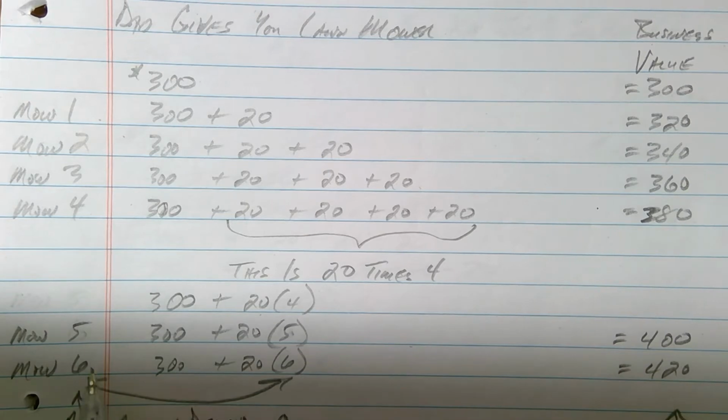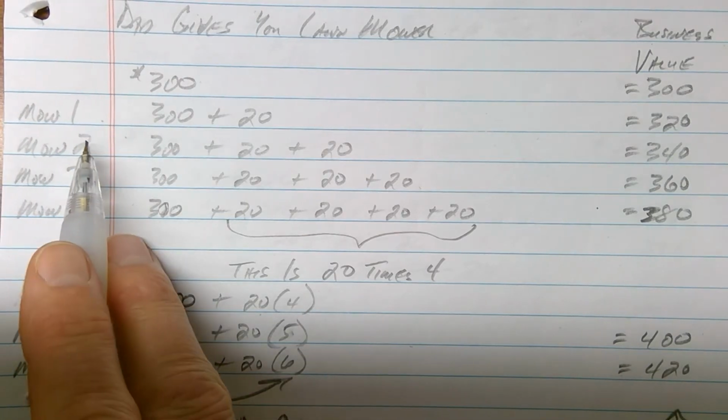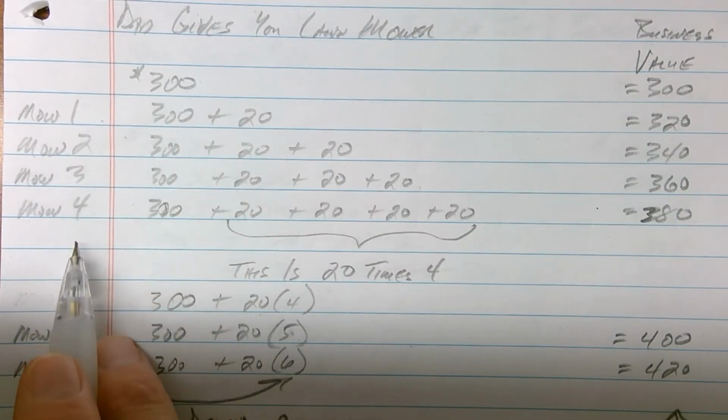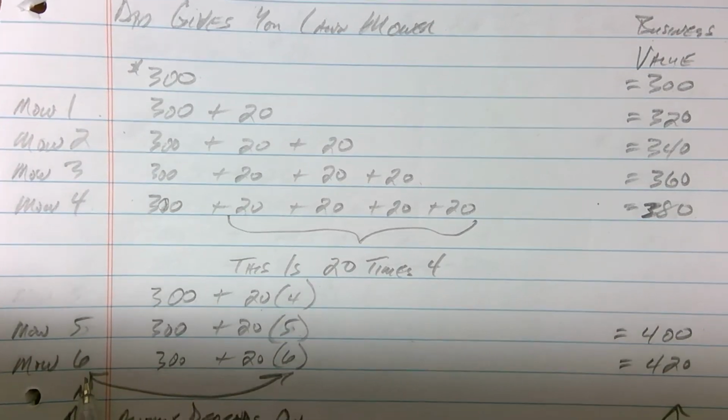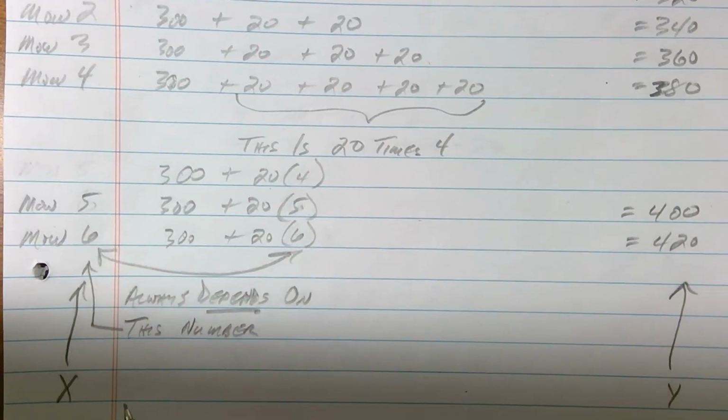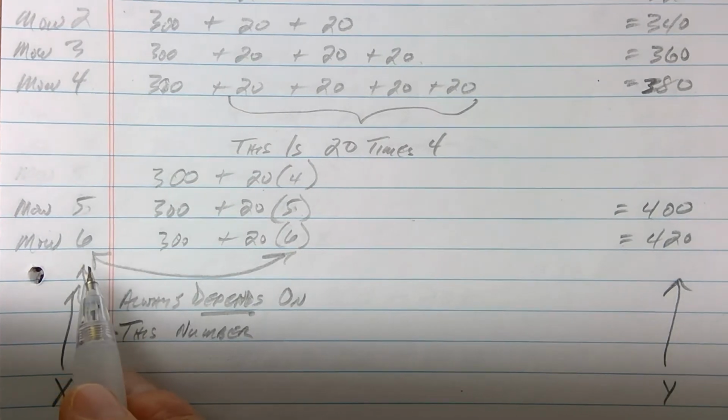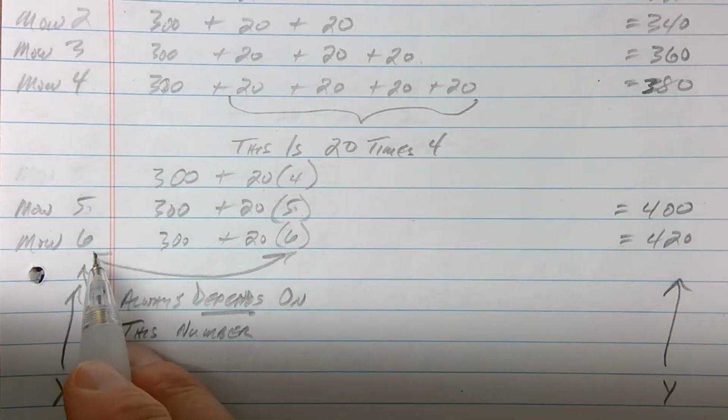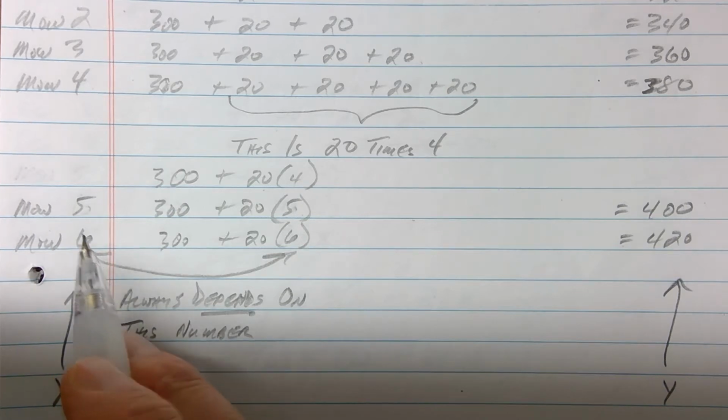All right, so notice that I keep putting in 1 lawn, 2 lawns, 3 lawns. Notice how this number changes. That's going to be our variable. That's going to be our x. All right, the number that changes is your x. The number that changes is your variable. Variable means vary, and vary means change. So anything that's changing, that's going to be your variable.